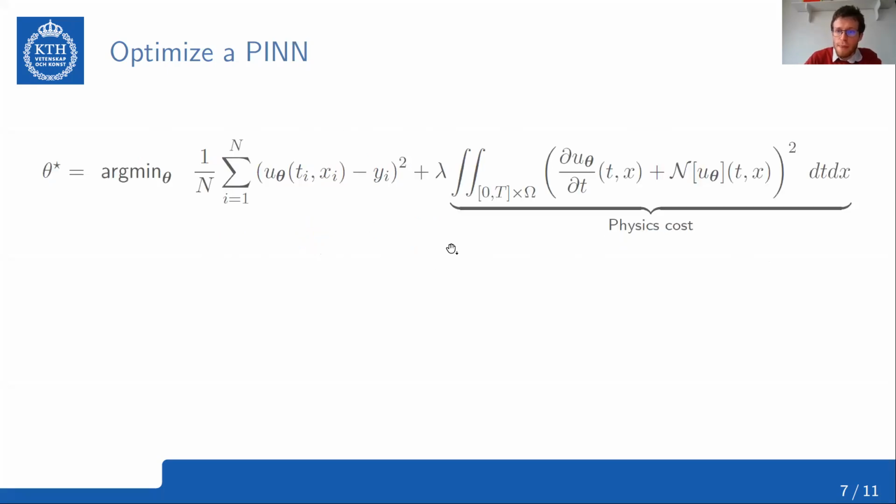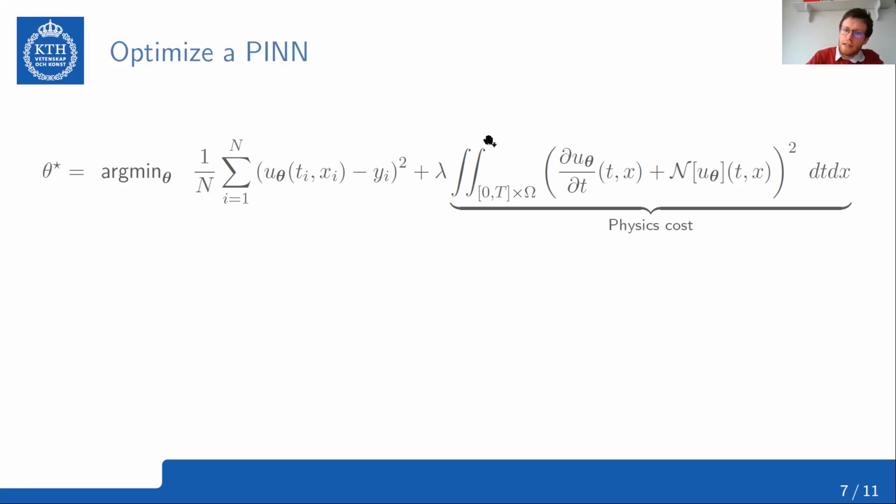Okay. And actually, it has been proved in some paper that provided lambda is strictly positive and an infinite number of neurons, then the optimal value of this taken at theta star is equal to 0. So it means the minimum of this is 0. So that's perfect. That means that we have solved this almost everywhere, and we fit the measurements.